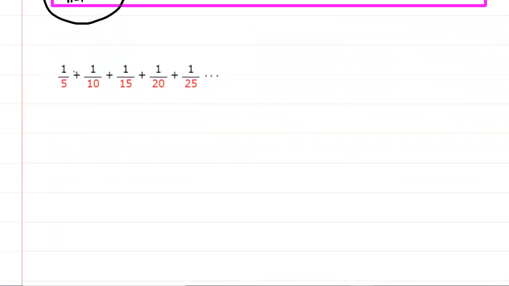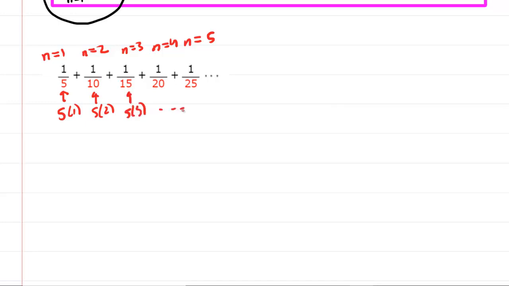So let's take a look at the given series again, and we can begin with the first term. Now, the first term is typically assigned an n value of 1. The second term is n equals 2, and so on. And what you'll notice about the denominators is that they are all multiples of 5. This denominator right here is 5 times 1. The second denominator is 5 times 2, and so on. This is 5 times 3, and on it goes.